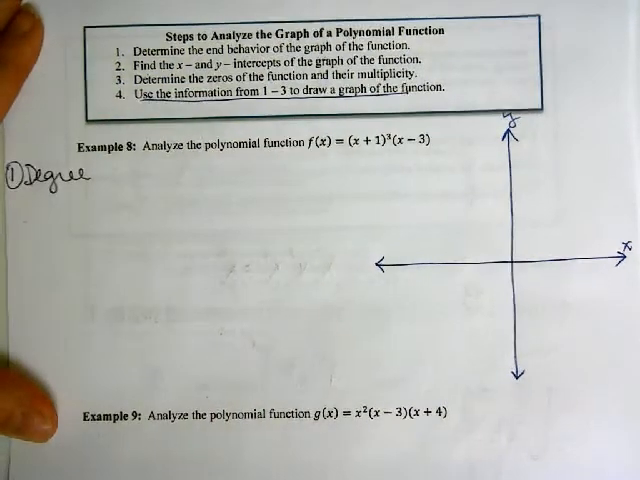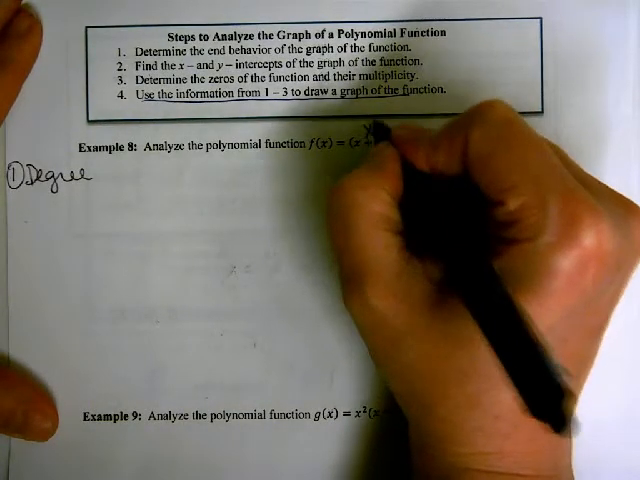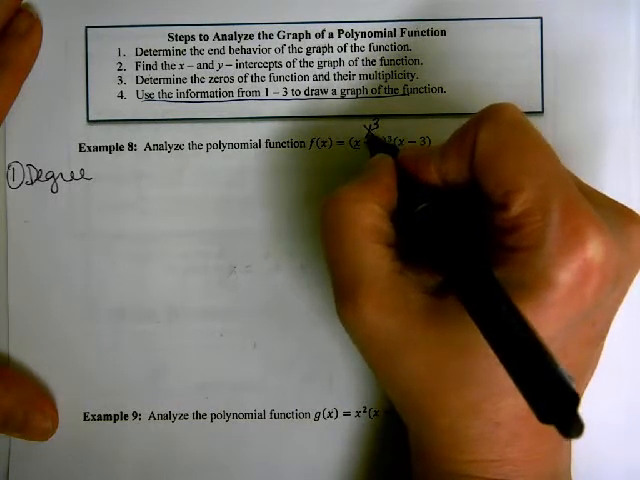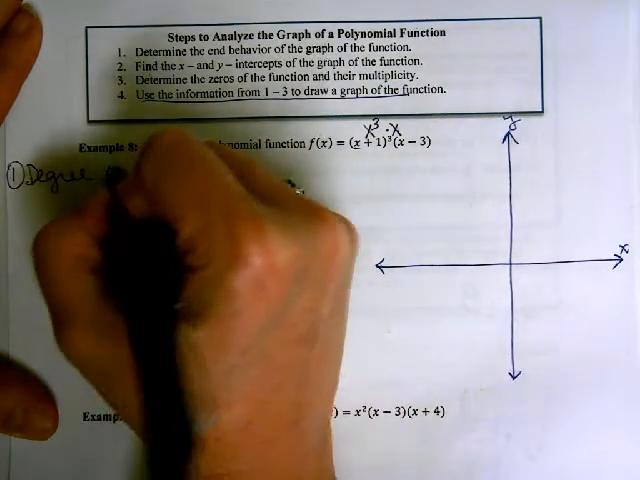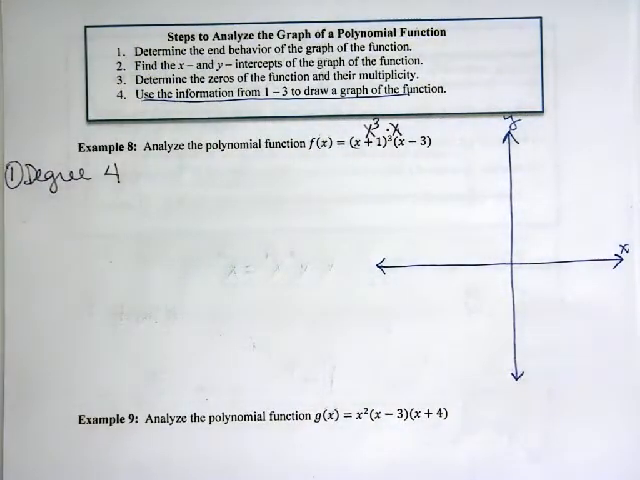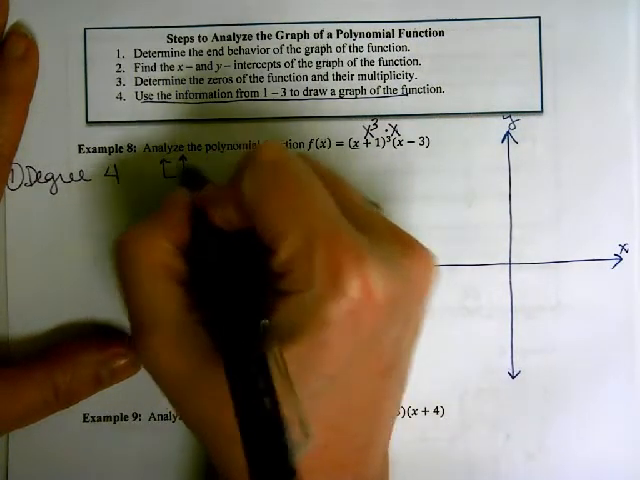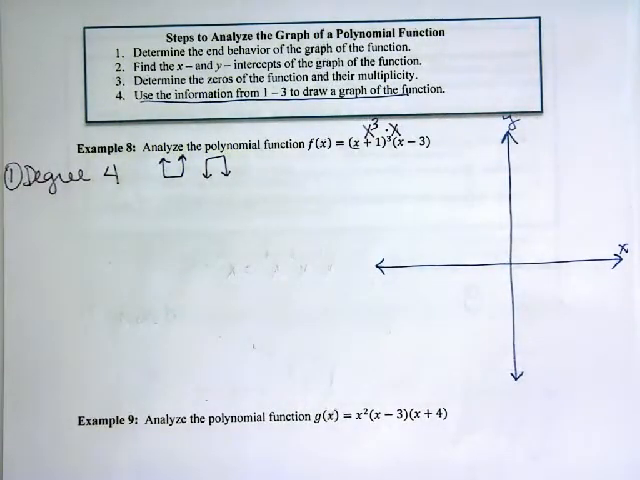The degree of the polynomial is the highest exponent. I'm not going to multiply this out. When you're done with x plus 1 cubed, your highest degree at this point is going to be x cubed, and you're going to multiply that by x. So your degree for the polynomial tells you that either you were this or you were that. Either you're opening up or opening down.